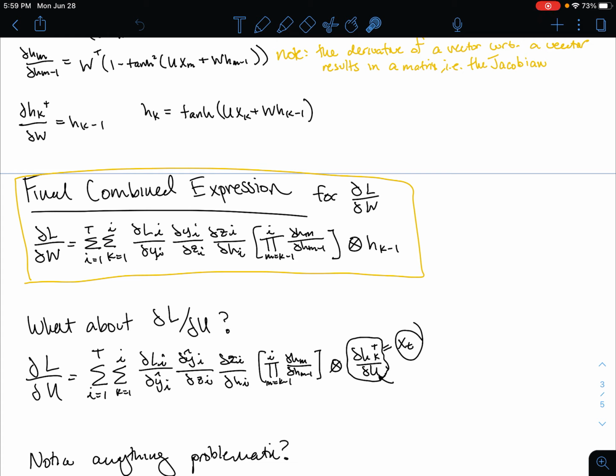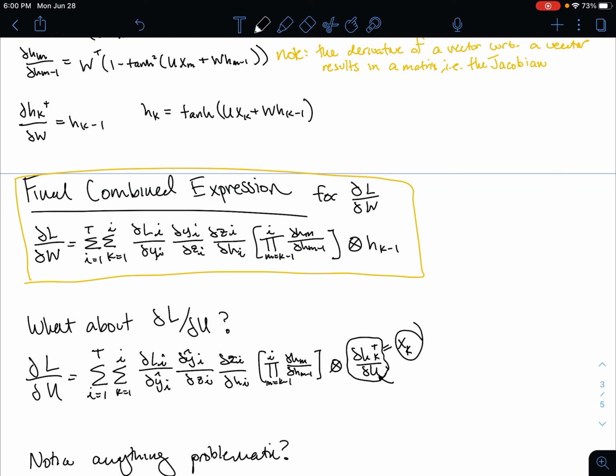Also, you're wondering, okay, what about ∂L/∂U? It actually turns out we can save ourselves a lot of time, and it's pretty much the exact same process, except this thing on the end changes. Everything else stays the same. Instead of taking the derivative up here at hk with respect to W and getting this, we're taking it with respect to U and getting this, which is xk. I will actually change that, it's wrong. It needs to be xk. So that will be xk.